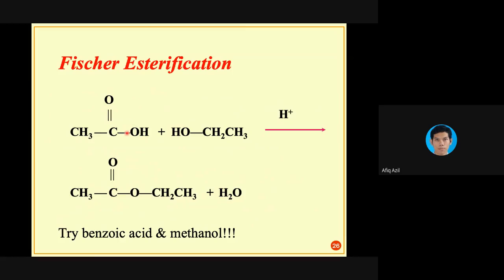So here we have an example. This is ethanoic acid, which is going to be mixed together with ethanol, in the presence of sulfuric acid or H plus. So this H over here is going to be replaced with the R from the alcohol. This CH2CH3 is going to be attached to this oxygen. So you are going to end up with CH3, C double bond O, O, CH2CH3, plus water.